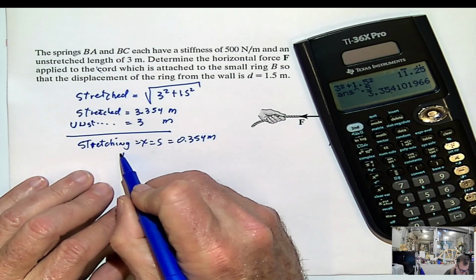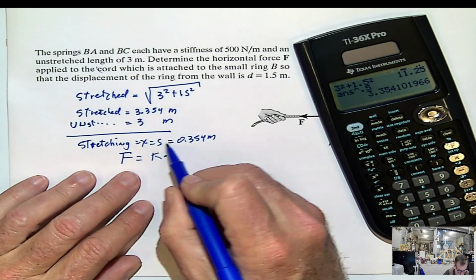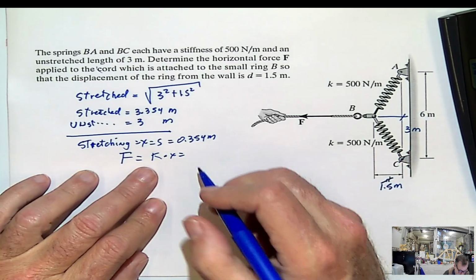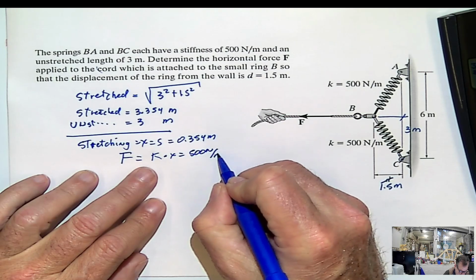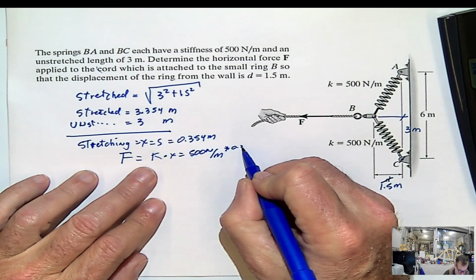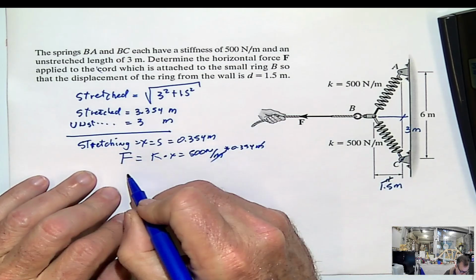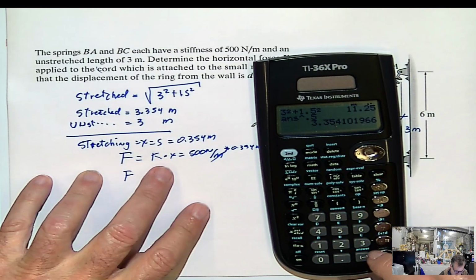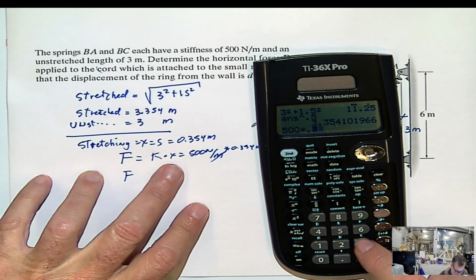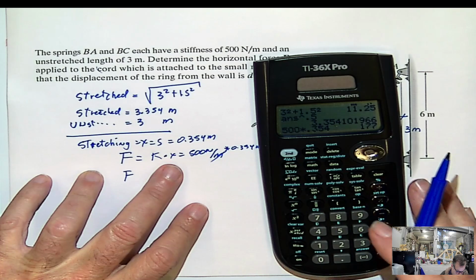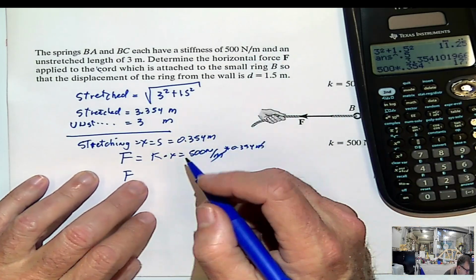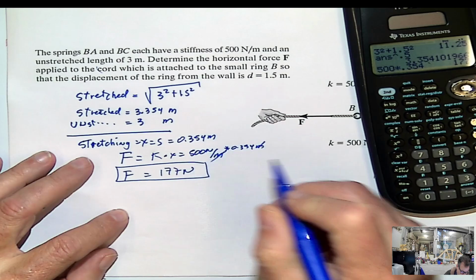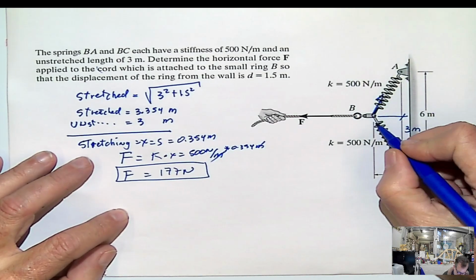And as you remember, force is equal to K times X or times S, and K is 500 Newton per meter, multiplied by the stretching, 0.354 meters. Meters cancel out, and the force in each one of the springs will be 500 times 0.354, 177 Newton. There you go. That's the force that we have in each one of the springs, here and here.